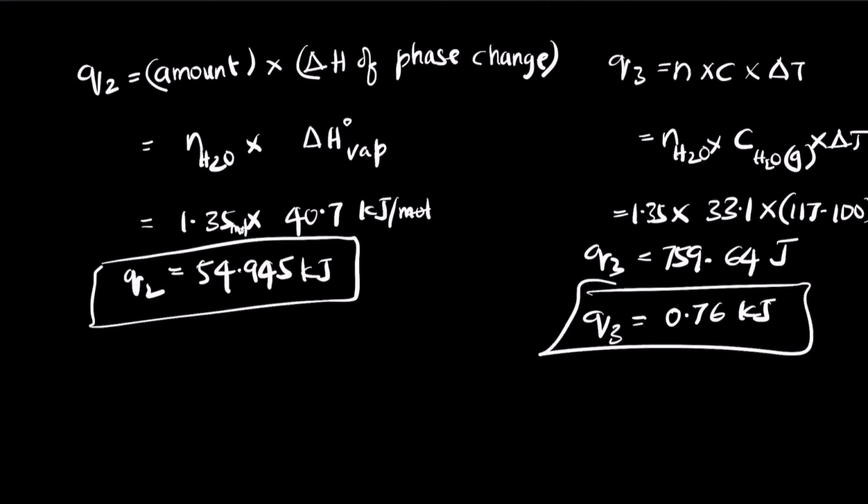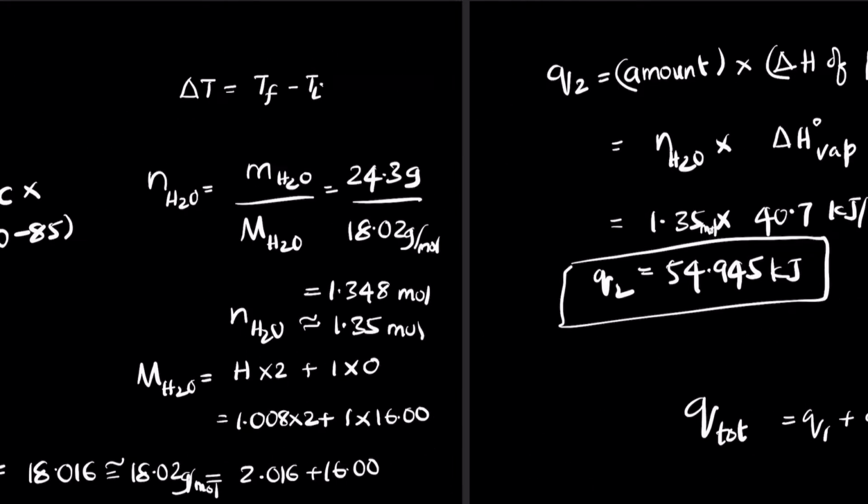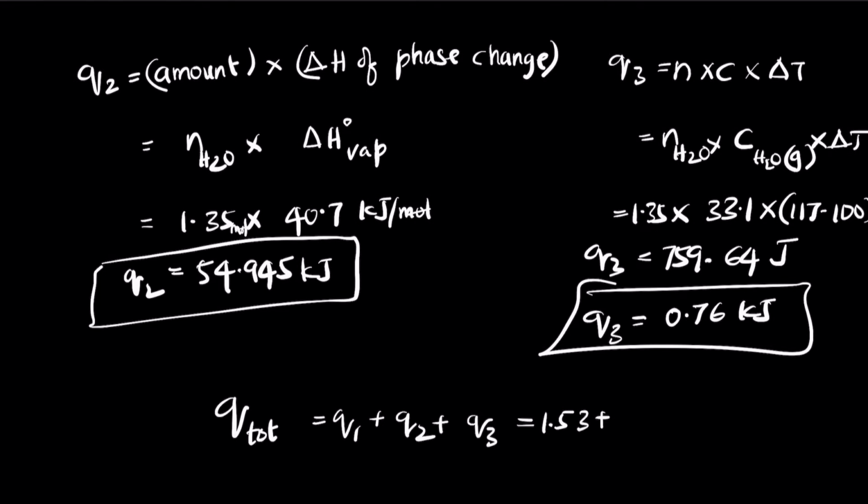So we have all the values. So what is the Q total? Q total will be Q1 plus Q2 plus Q3. So Q1 value is 1.53 plus 54.94 plus 0.76. So when you add everything up, you have 1.53 plus 54.94 plus 0.76. So the entire answer will become 57.23 kilojoules.